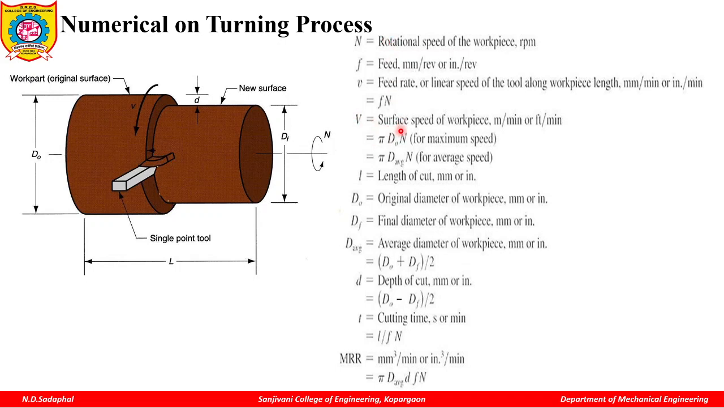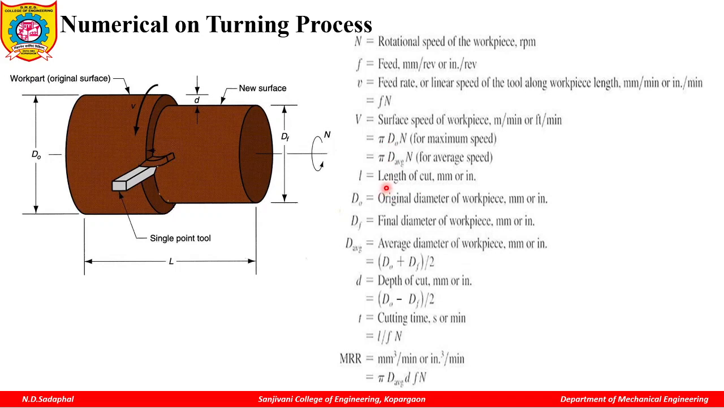Then capital V is the surface speed of workpiece, at what speed workpiece is rotating. So it can be calculated by the formula pi into D into N. So if you want to calculate maximum speed, then it will be pi into DO into N. DO is the initial diameter, that is for maximum speed. For minimum speed, you can calculate the formula pi into DF into capital N. And if you want to calculate average speed, then pi into D average into N. So simple D will be changed here for maximum, minimum and average.